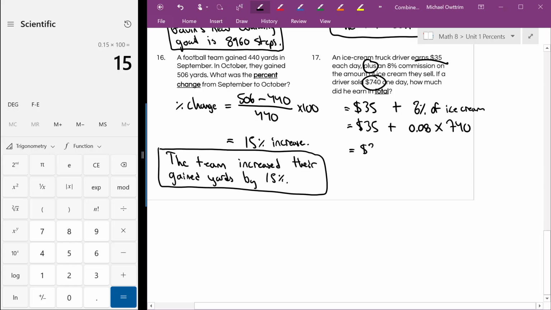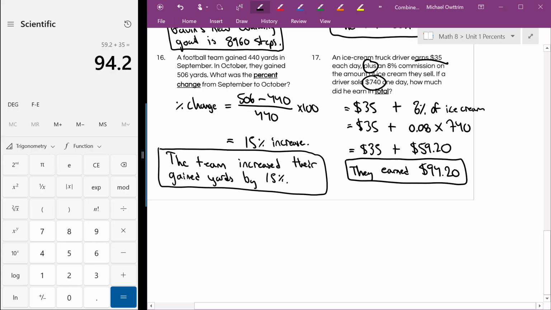So let's do our calculations. Our 35 is just 35. We need to do 0.08 times our 740 for our ice cream, and that is 59.2. Of course, for dollars, that would be 59.20. And we'll finish up by adding our $35 base pay, and we'll say they earned $94.20.